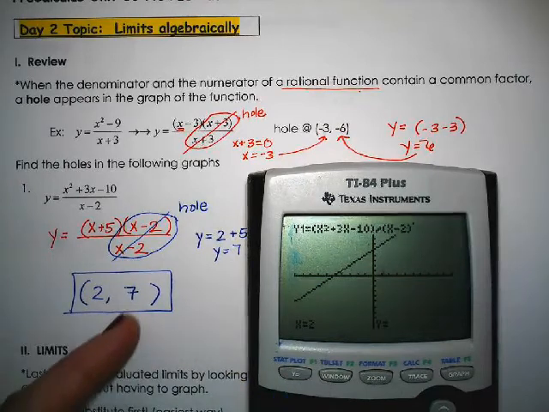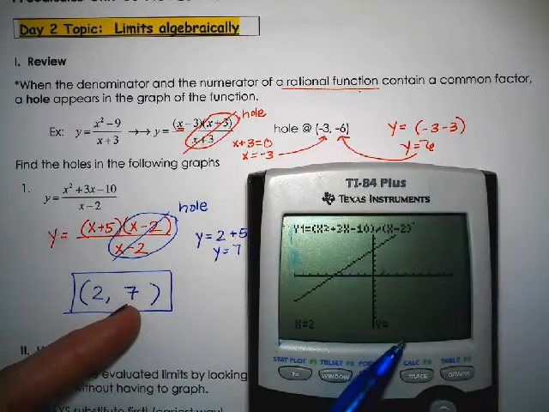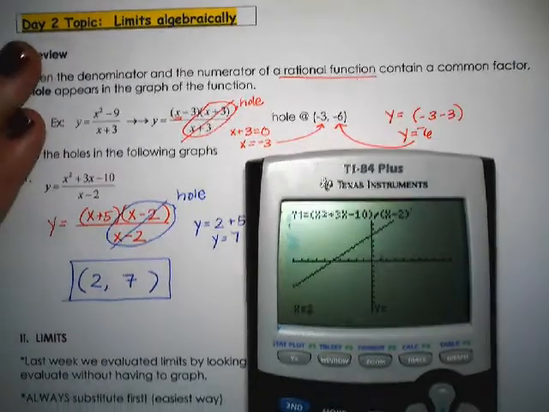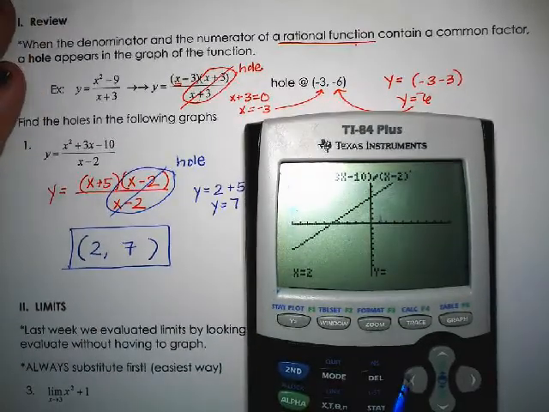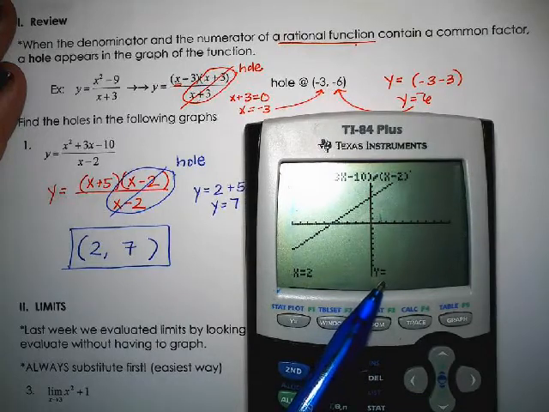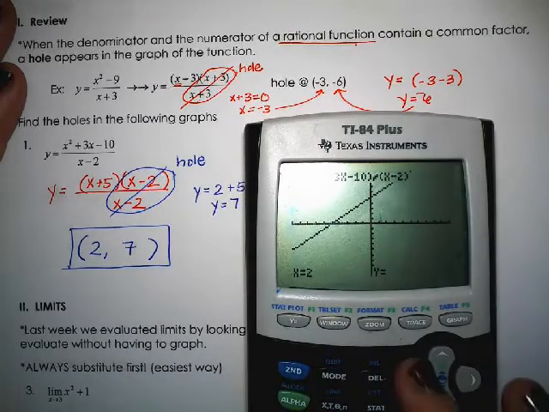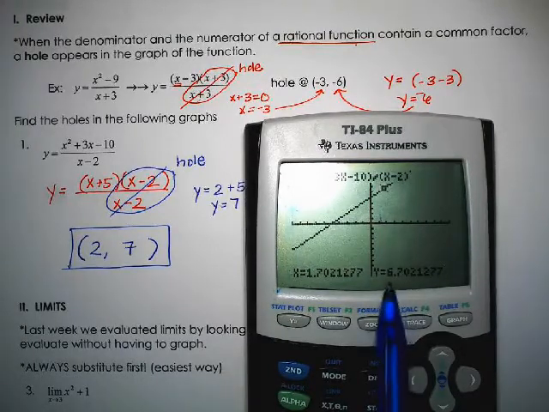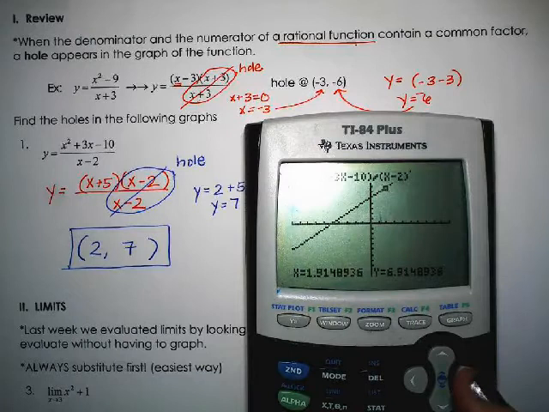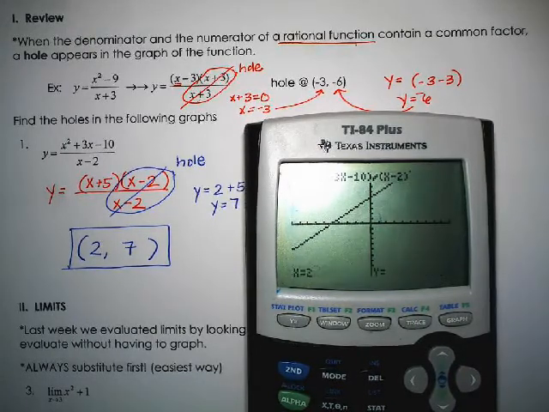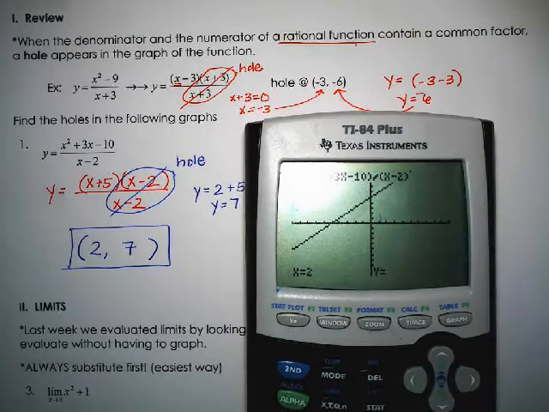I figured out that the hole's happening at (2, 7), but the calculator doesn't give me the value because there's a hole there. If I were to just use my cursor and move to the left or to the right a little bit, my y value will jump back on, and it should be around the number 7. So I'm going to move to the left, and sure enough, I get 6.7. And if I scoot to the right, 6.9. I'm right about 7. But at 2 exactly, there's a hole, so there's no y value for that.